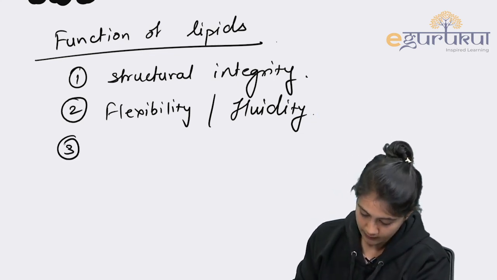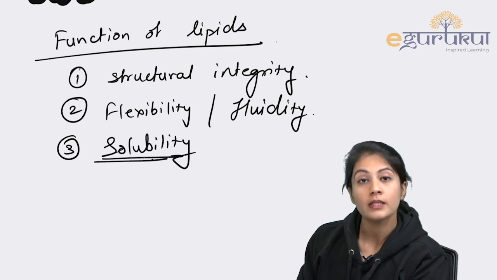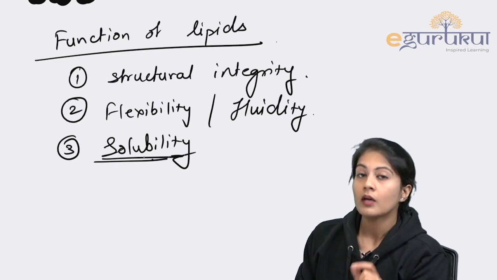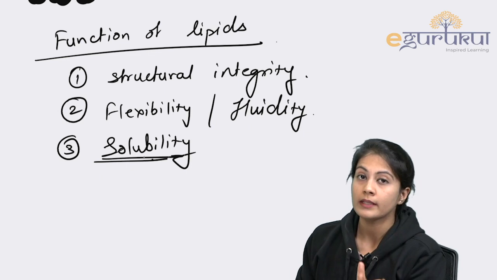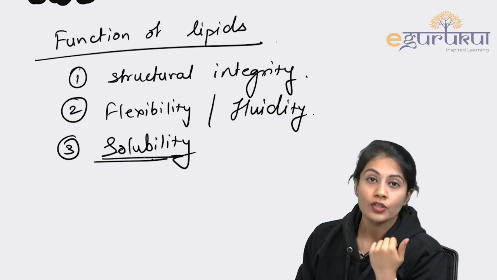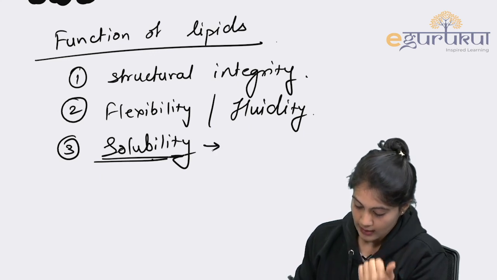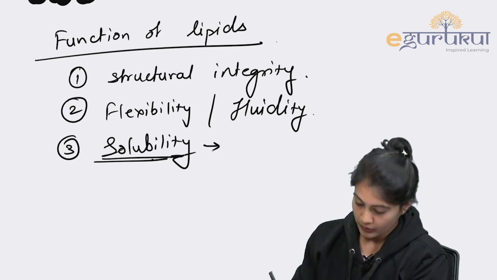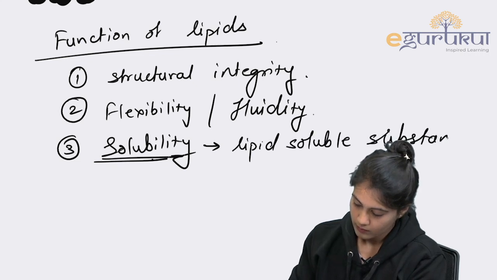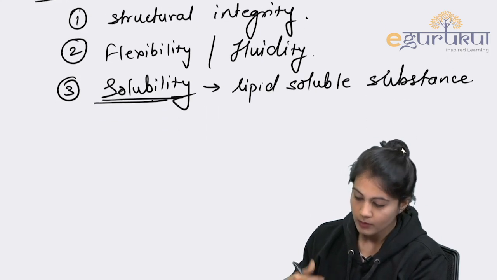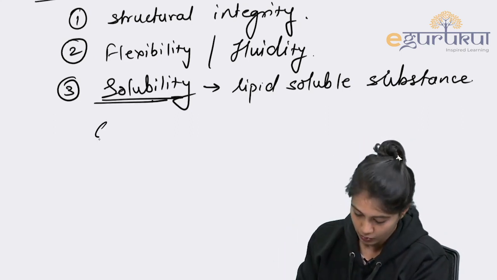Then third thing, solubility. Now, what do you mean by solubility over here? Remember, the lipid molecules are there and they are providing the solubility. So, what soluble things will they allow? Yes, the cell membrane will allow the lipid soluble substances. That means the lipid soluble substance can easily pass through the cell membrane.